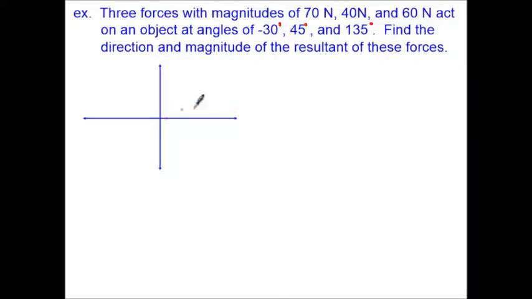Okay, so my 70 newtons, notice the 70 is the largest of the 3, so I'm going to draw him a little bit bigger than the other 2, just to have a vague scale going. Alright, so I'm doing 70, but at an angle of negative 30, so basically 30 degrees in a downward direction.